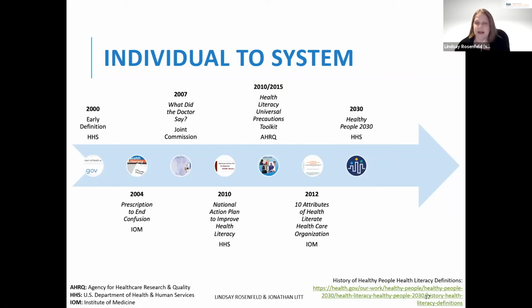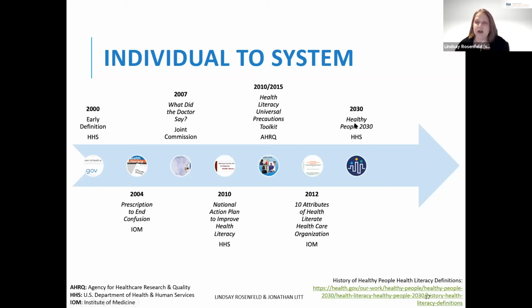About that same time, and then there was a revision in 2015, the Agency for Healthcare Research and Quality put out a health literacy universal precautions toolkit. We have links to all these things in the resources if you're not familiar with them. And these really gave a lot of assessment tools that hospitals, clinics, practices could use to really think about health literacy and this universal precautions approach. Then in 2012, there was a document that came out called the 10 Attributes of Health Literate Healthcare Organizations, put out by the Institute of Medicine, really saying our institutions, our organizations can be health literate. And here are those attributes to think about.